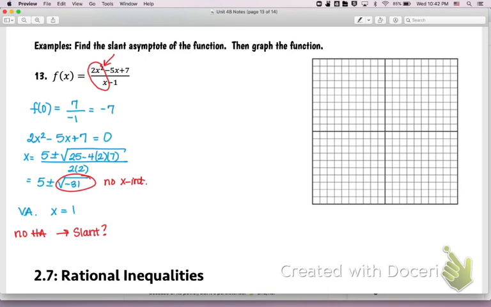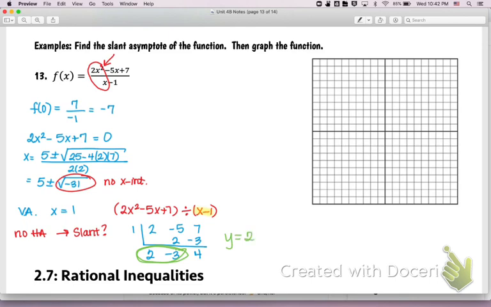So what we need to do to figure this out is we need to go ahead and do 2x squared minus 5x plus 7 divided by, because that's what the fraction bar means, x minus 1. Lucky for us, this is in the form of x minus c, which means, thank goodness, we can use synthetic division. So let's set this up. 2, -5, positive 7. Bring down the 2, multiply, add. We do not care about the remainder. All we care about is this right here. So the slant asymptote is y equals 2x minus 3.